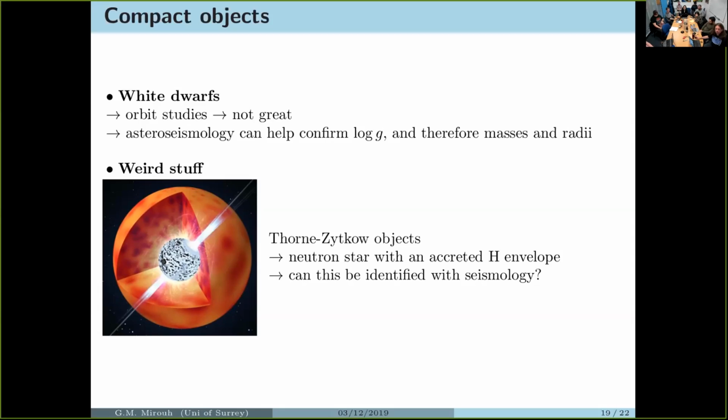Basically, it's a neutron star that has accreted an H envelope, and that looks a lot like a red giant, like really a lot. And to the point that when we find some kind of weird red giant, we don't really know if it's just a weird red giant or if it's such a thing. And I guess this could be identified with seismology. I think I have the tools to do that. I don't think I have the time to do it, but maybe someone would be interested in helping.